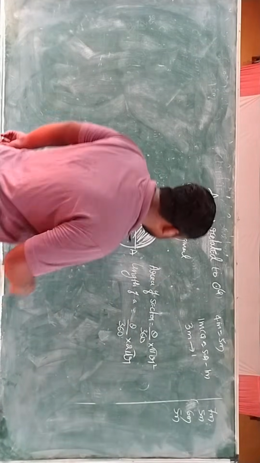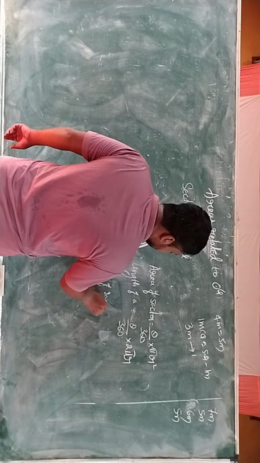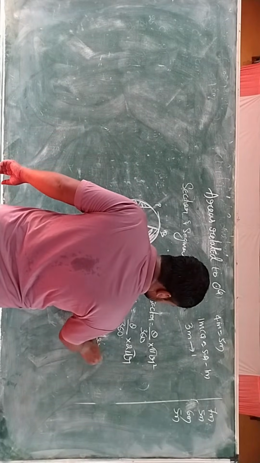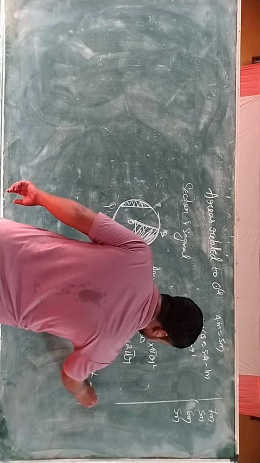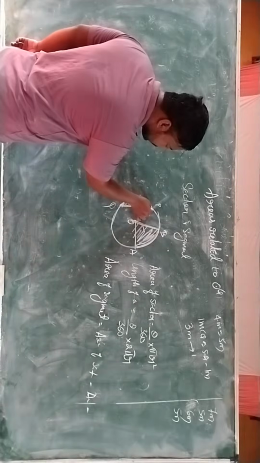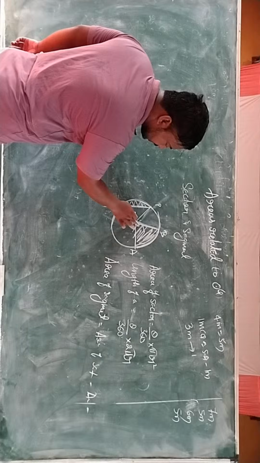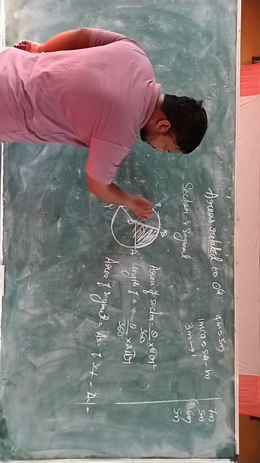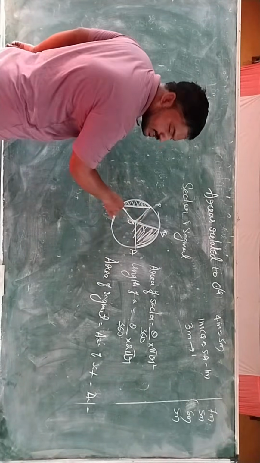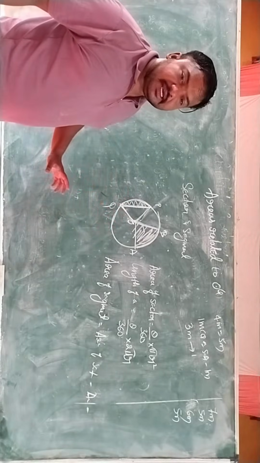The next, area of segment is equal to area of sector minus area of triangle. See how to calculate this one. We have to join point P and the center of the circle, and point Q and the center of the circle. Now this is the sector. If you remove a triangle from the sector, you will get a segment. Correct? So area of segment is equal to area of sector minus area of triangle.